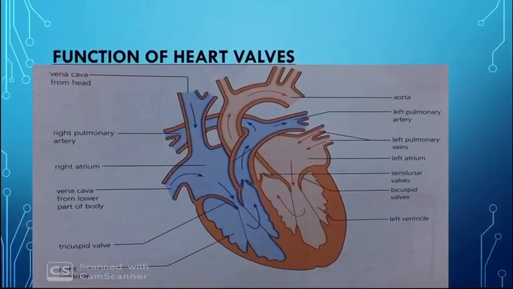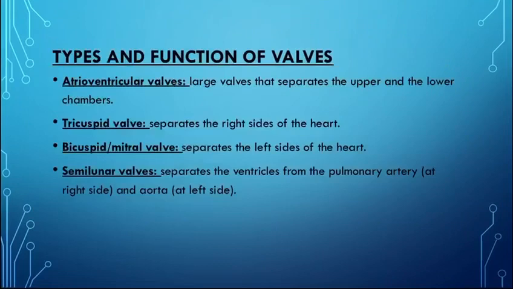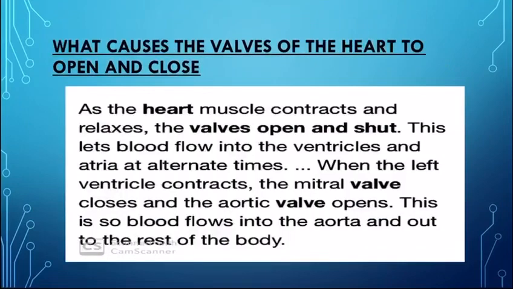So what causes the valves of the heart to open and close? The valves are opened and closed by differences in blood pressure caused by the alternating contraction of the heart muscles. As the heart muscles contract and relax, the valves open and shut. This lets the blood flow into the ventricles and atria at alternate times. When the left ventricle contracts, the mitral valve closes and the aortic valve opens. This is so blood flows into the aorta and out to the rest of the body.